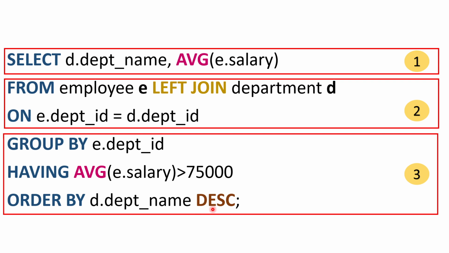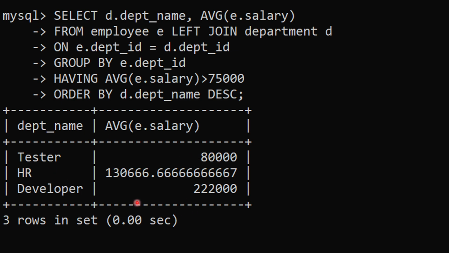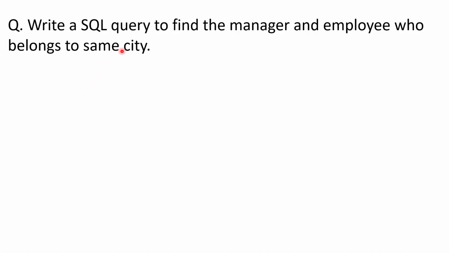So after the execution, we will get this output. So you can see all the average salary is more than 75,000 and also the department name is in the descending order. Now our next query is to find the manager and the employee who belongs to the same city.